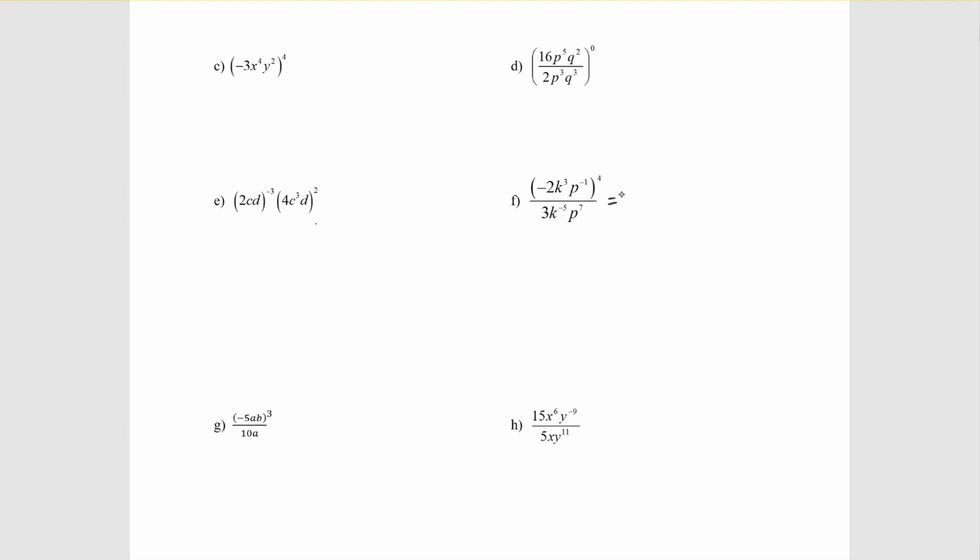So we're going to raise everybody inside to the fourth power, which includes the negative sign. So it's -2, still in parentheses, to the fourth power. And then when you raise a power to a power, remember we're multiplying those together. And then p to the -1 times 4.